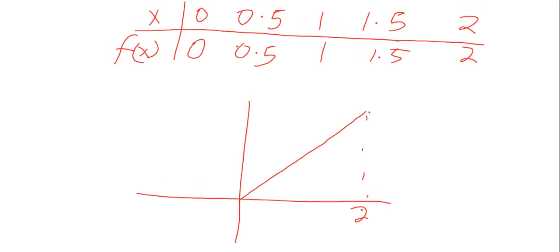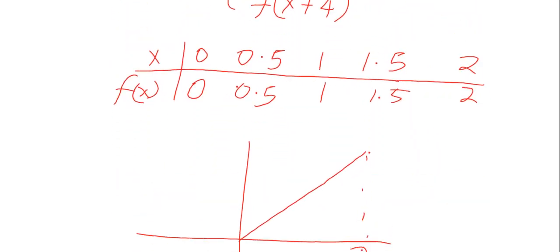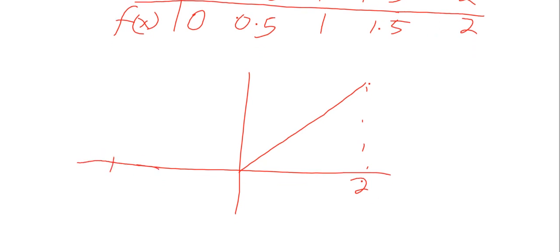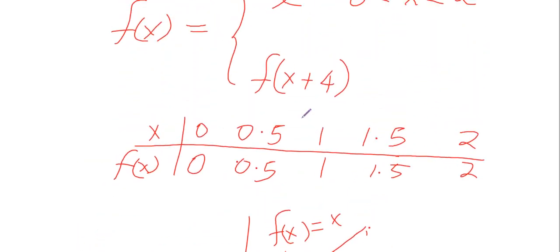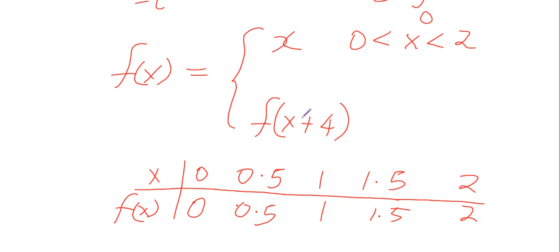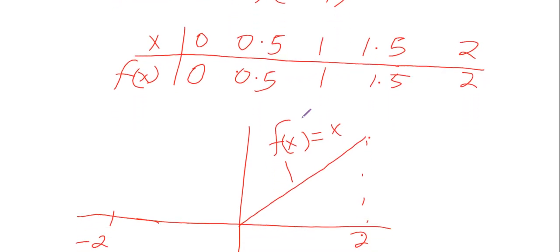But this function is periodic with period 4. That means that there is an interval here from minus 2 to 0, where we are not given how the function looks. We don't know. We only know that in this section between 0 and 2, f of x is equal to x. So if we want to obtain the Fourier series for this function, then we need to know how the function looks in this other interval between minus 2 and 0. But because in our definition that part is not given, we say that the function is defined over half period.